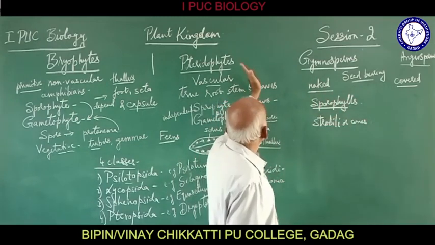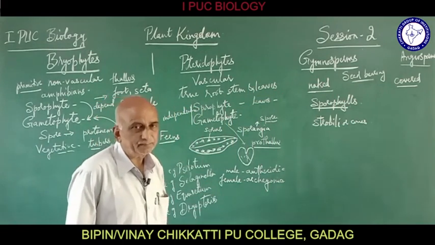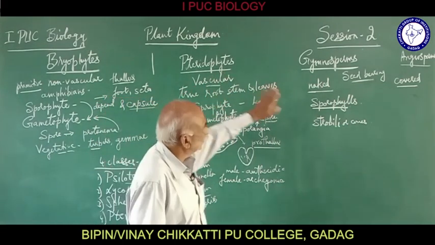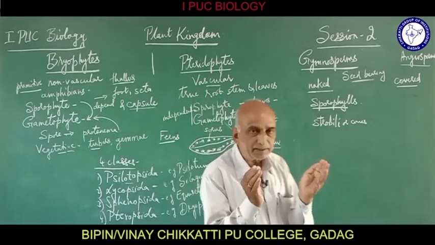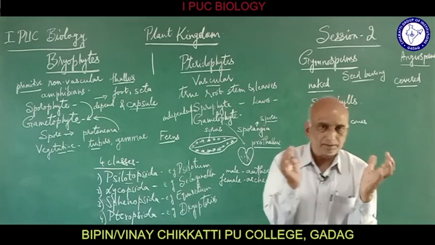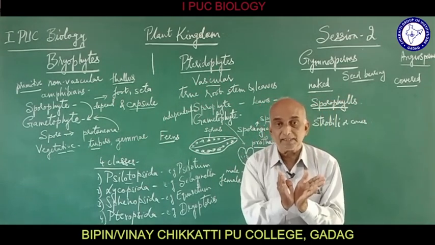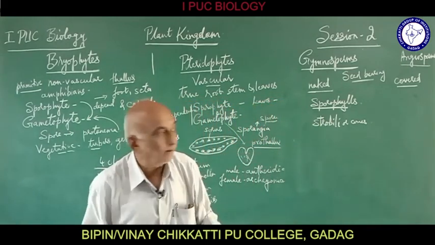But in pteridophytes we don't come across seeds. Sometimes in pteridophytes also, sporophylls form strobili. The sporophylls are grouped together to form a cone-like structure, which is called strobilus, plural strobili.